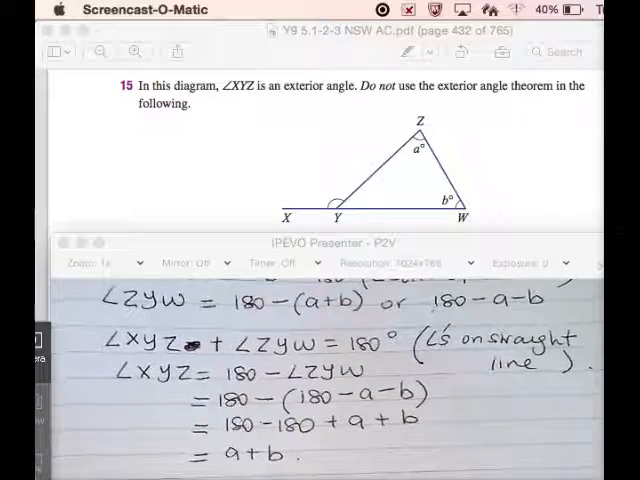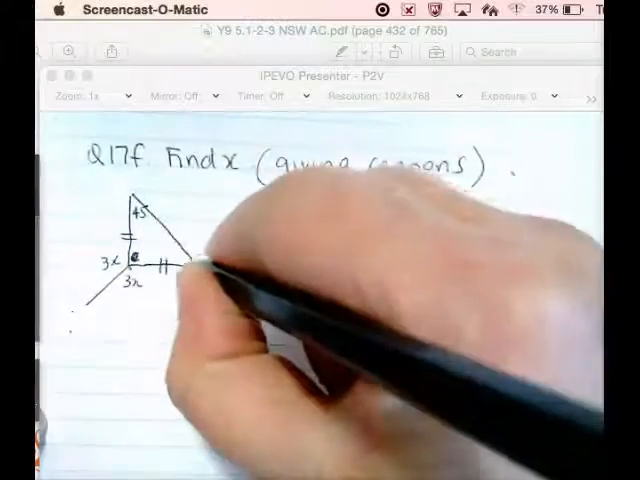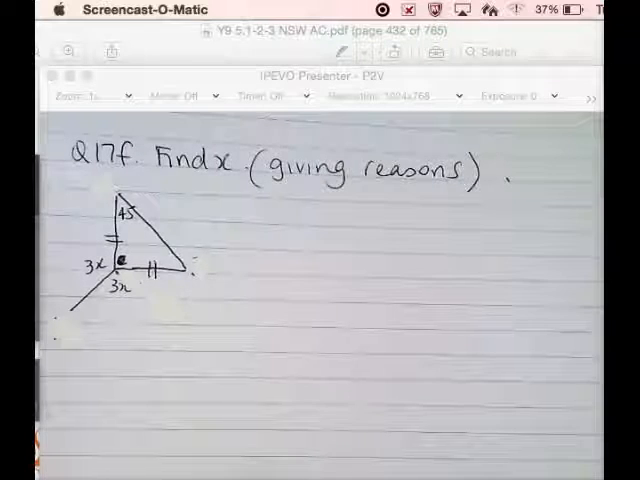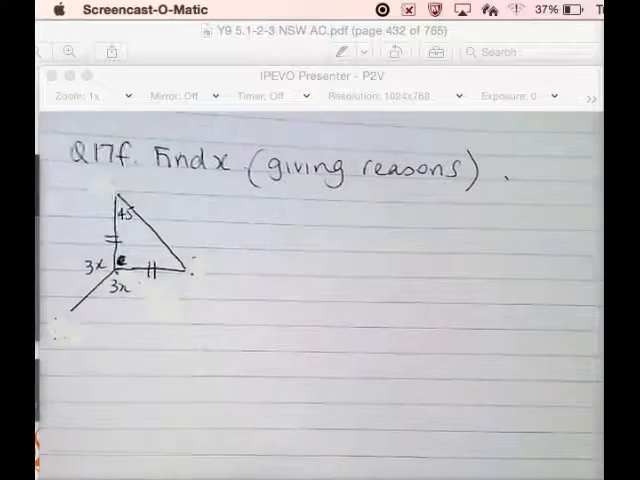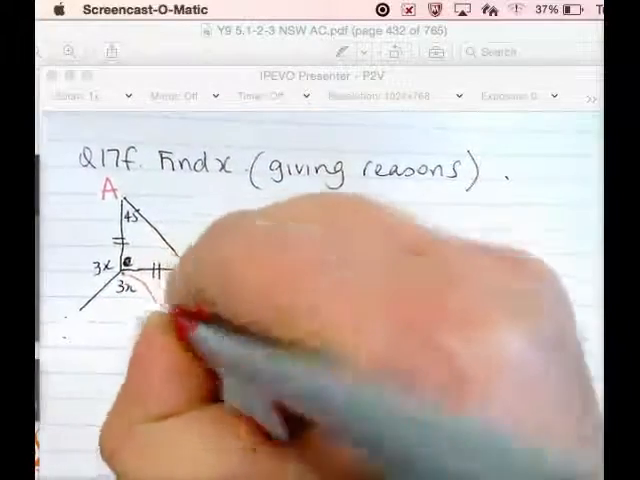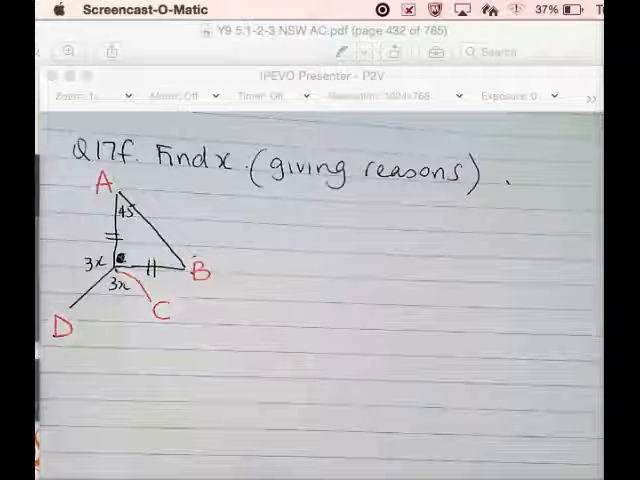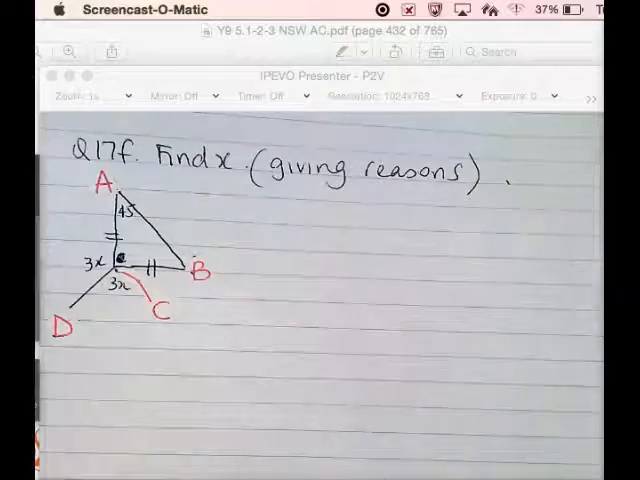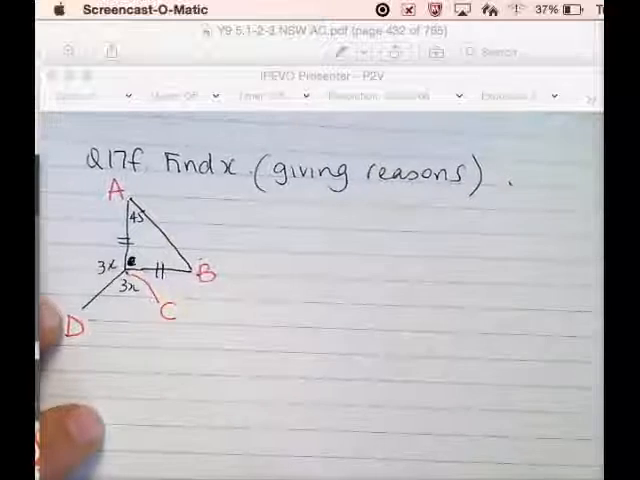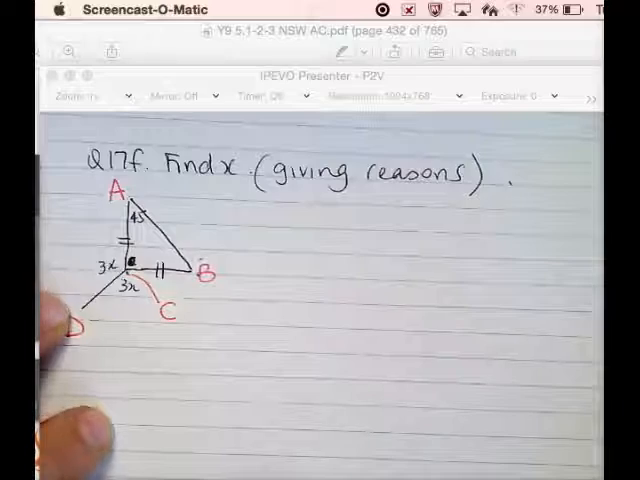Girls, that's just a taste of things. Exercise 7A, question 17F. Find X giving reasons. If the vertices aren't labelled, you label them yourself. I've got A, B, C and D. Find X giving reasons. So there's nothing there, okay? All right, girls, what can you do? What are you going to say? Come on. Yes, it's isosceles.